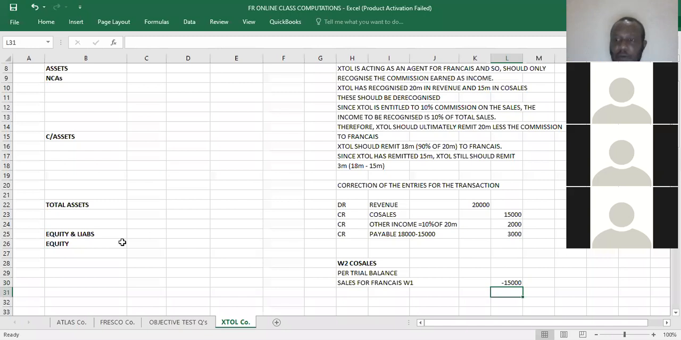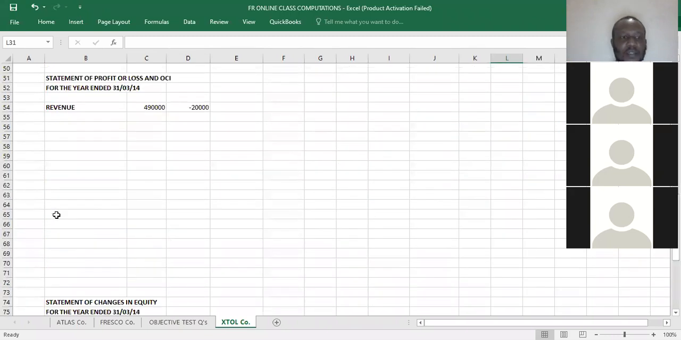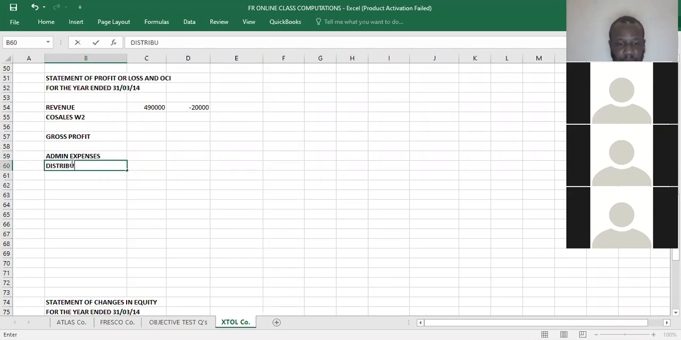And then other income. We can put other income in our statement of profit or loss. I want to emphasize this one because we've never seen other income before. Other income would usually be after our fixed costs, so after admin and distribution. I put revenue already, so cost of sales should be under that, which is work 2. Then gross profit, then we have admin expenses, and then distribution costs. Then we can put other income under that.